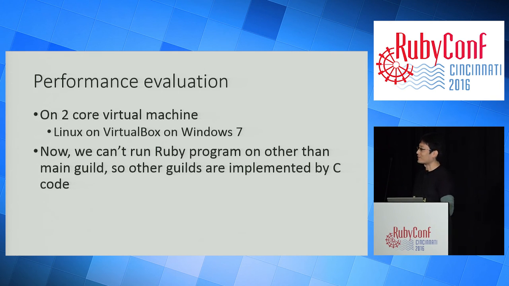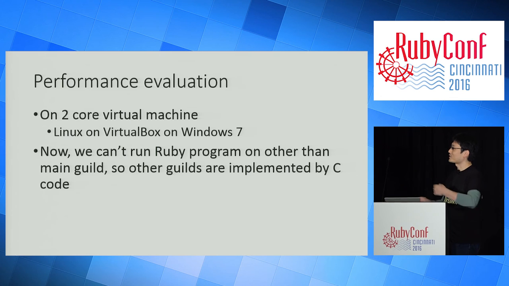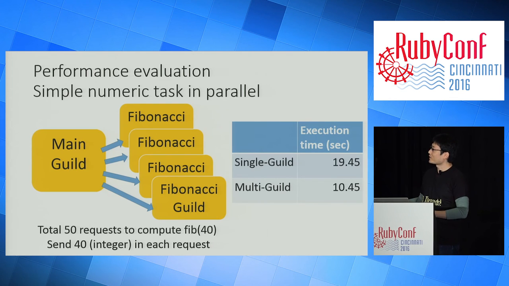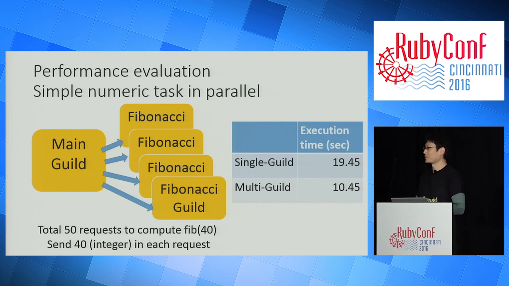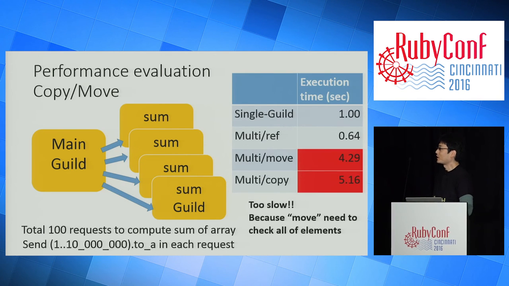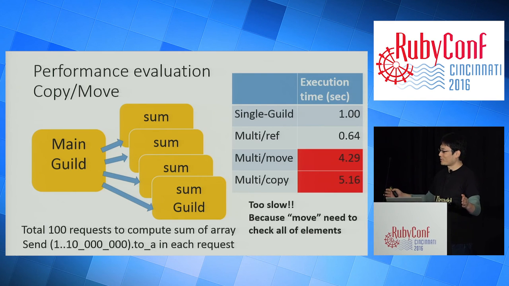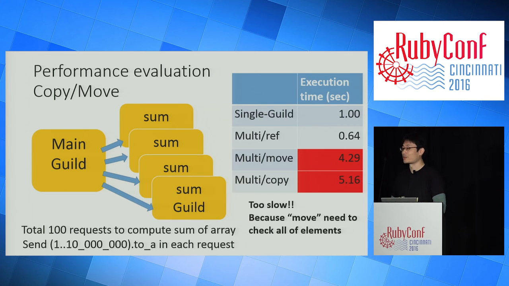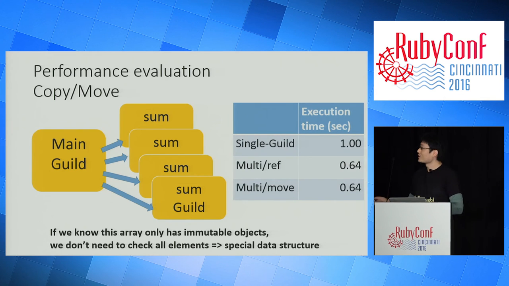Now the preliminary performance evaluation. There is no guild implementation yet, so I made guilds in C language and simulated the behavior of guilds. Using guilds on a two-core machine, the Fibonacci master-worker program is faster than the single-guild program. Also, we evaluated moving, but moving is very slow because we need to check all of the entries of the array. With some optimization, like reference passing, I think we can improve the performance, but it is not done.